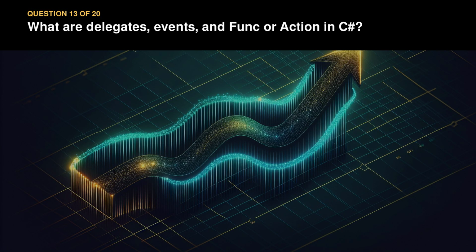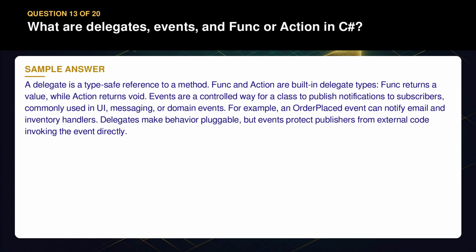Question 13. What are delegates, events, and Func or Action in C#? A delegate is a type-safe reference to a method. Func and Action are built-in delegate types. Func returns a value, while Action returns void. Events are a controlled way for a class to publish notifications to subscribers, commonly used in UI, messaging, or domain events. For example, an order-placed event can notify email and inventory handlers. Delegates make behavior pluggable, but events protect publishers from external code invoking the event directly.